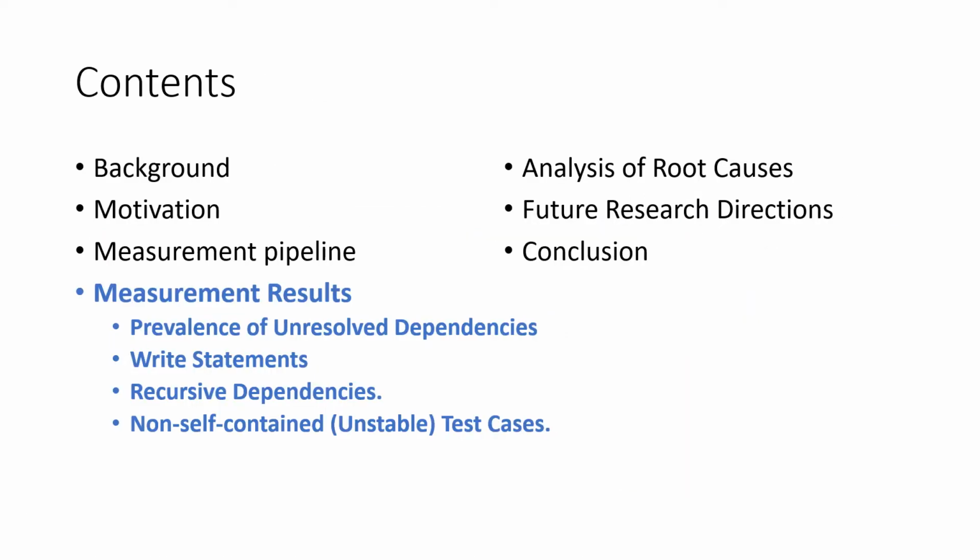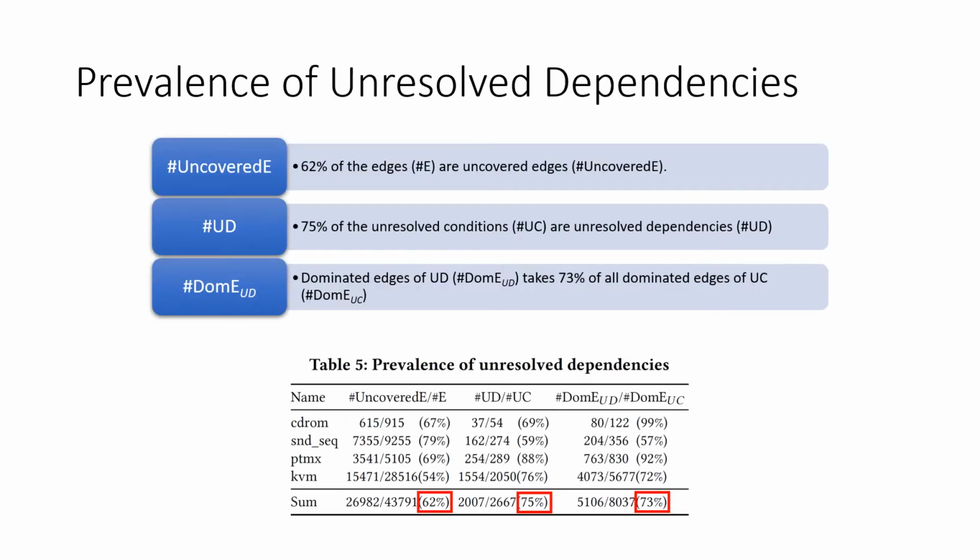Then we will show some measurement results to show how prevalent unresolved dependencies are and the challenges in getting root causes. On average, we found that 62% of edges are uncovered edges, and 75% of unresolved conditions belong to unresolved dependency, which means the dependency challenge is a major issue for those uncovered edges. If we consider the dominant edges, unresolved dependency takes 73% of all dominant edges of unresolved conditions.